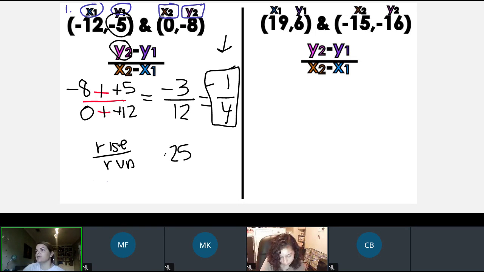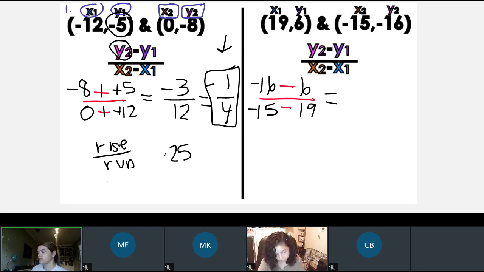All right, let's do the second one. So again, I've already labeled them for you. I'm going to ask that you label them when you're doing your homework and your tests so that you do not get confused. All right, so I'm going to go ahead and put my division sign and my subtraction signs. Now I'm going to just start plugging in my numbers. Y2 is -16. Y1 is 6. X2 is -15. X1 is 19.